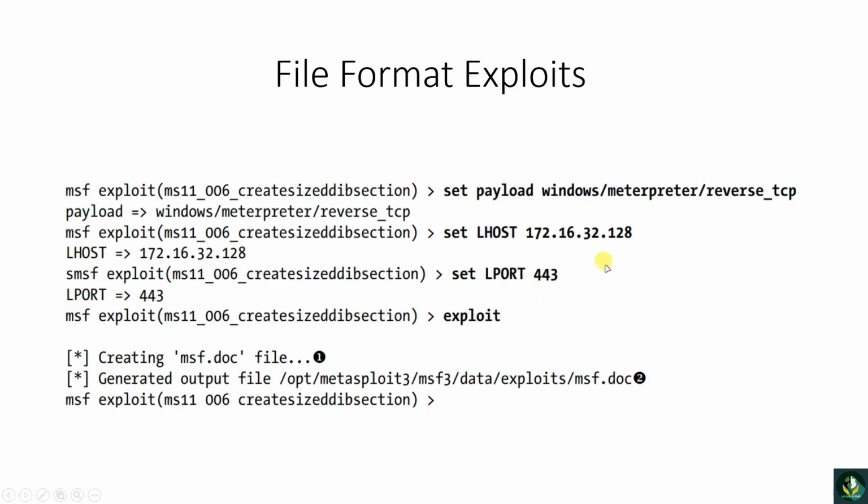So for this one, we will set our payload as reverse TCP, because this is a reverse Metasploit shell. Then we set our LHOST to this machine's IP address, and set our LPORT. We mostly use 443 because it couldn't be detected. Then you just use exploit. As you can see, it will create an msf.doc file and generate the output in this doc file, and our doc file is created.